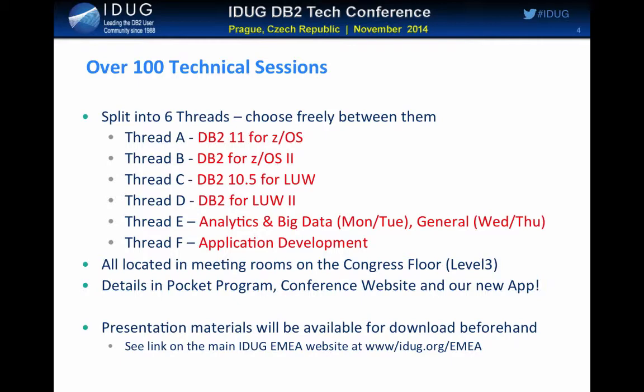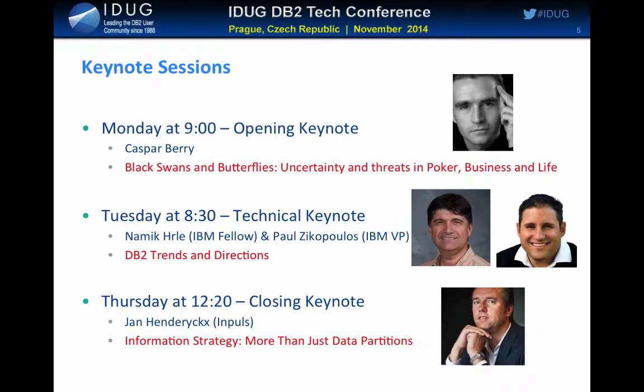This year we have 3 keynote sessions. After the conference opening on Monday at 9 o'clock, Casper Berry is going to be talking about black swans and butterflies, uncertainty and threats in poker, business and life. That sounds quite interesting. I'm looking forward to listening to that one.